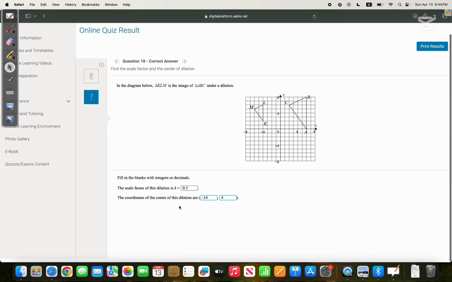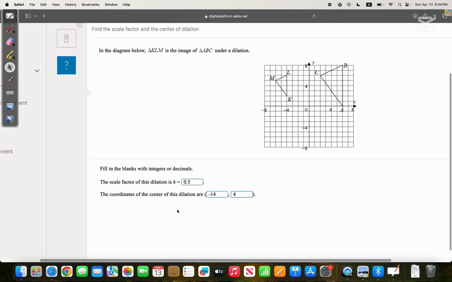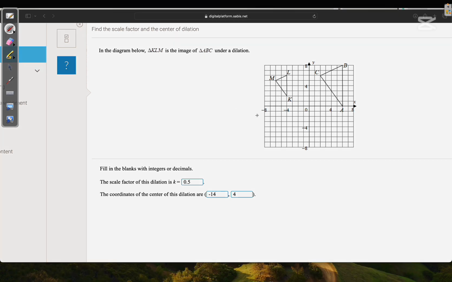Number 18. In the diagram below, KLM is the image of ABC under a dilation. Okay. So first of all, they want the scale factor. And as I've said before, the scale factor is the size of the segment in the image over the size of the segment originally. So 1 unit, 2 unit, 3 unit, 4. So it's 4 over, then 1, 2, 3, 4, 5, 6, 7, 8. 4 over 8 is 0.5.